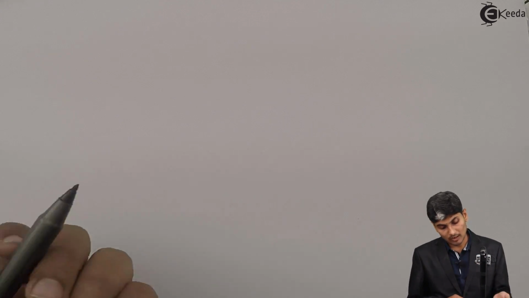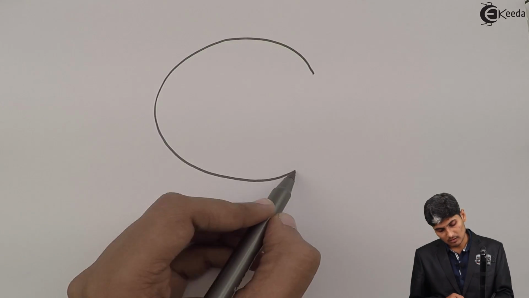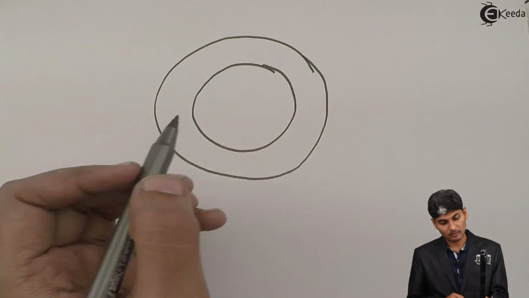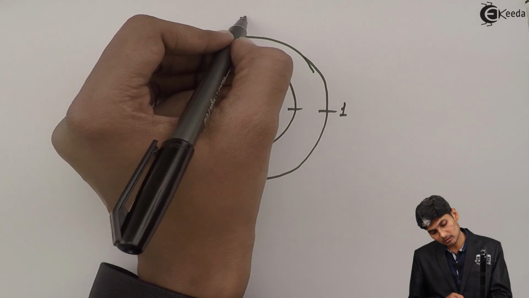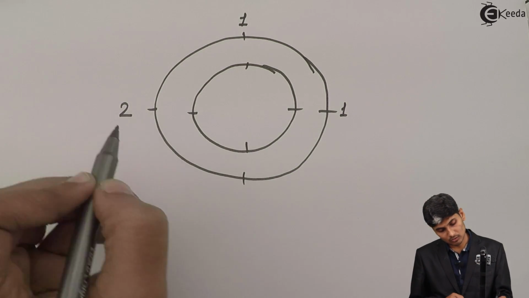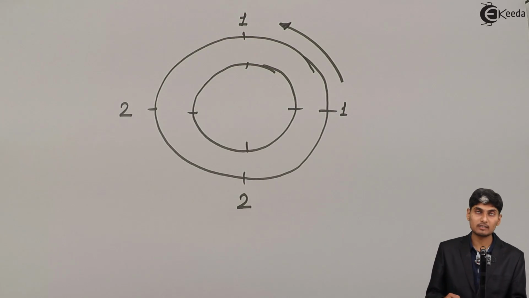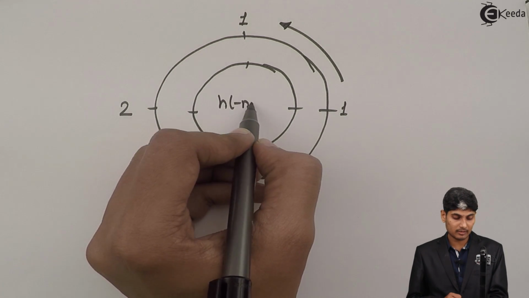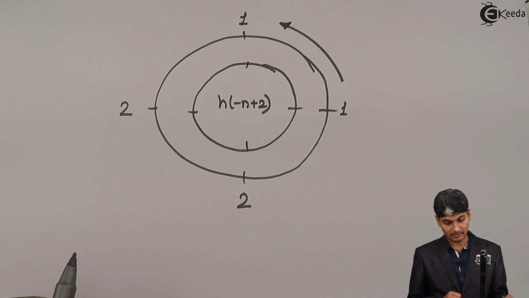Now, let us find what is y of 2. So, y of 2 is, again I have to draw a circle, another circle in the interior. This is my x of 0 as 1, 1, 2, 2, which is anti-clockwise in direction. This is my x of n. Now, I have to have h of minus n plus 2. So, I will be shifting the signal by 2 places.